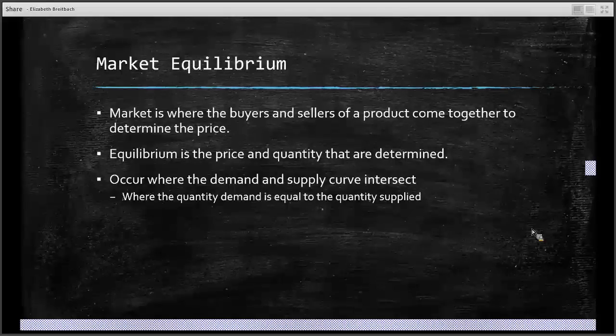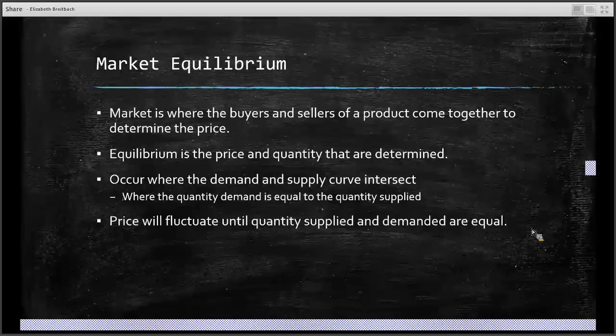That's the equilibrium price that we're going to refer to, and that's going to be the equilibrium quantity we refer to. Prices in an economy are going to fluctuate until supply and demand are equal. And we're going to talk about exactly why that happens in just a minute when we go through an example.